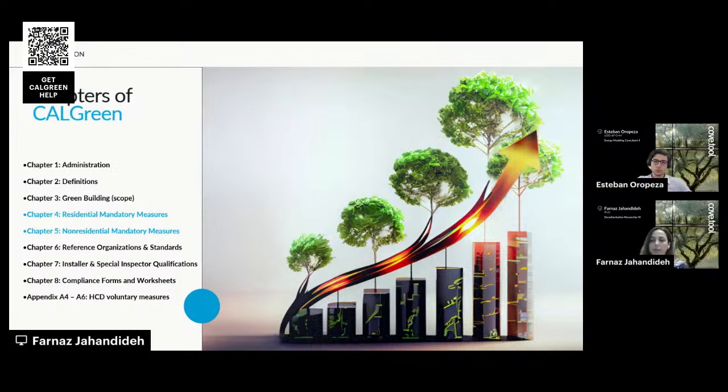Okay, so here is just an overview of the chapters within CalGreen. We are going to focus on chapter 4 and chapter 5, which are the residential and non-residential mandatory measures, and then we will touch on the voluntary measures at the end. In terms of scope itself, chapter 4 is residential and chapter 5 is non-residential. Also, chapter 3 tells you about the scope between these two and what triggers CalGreen in the first place.